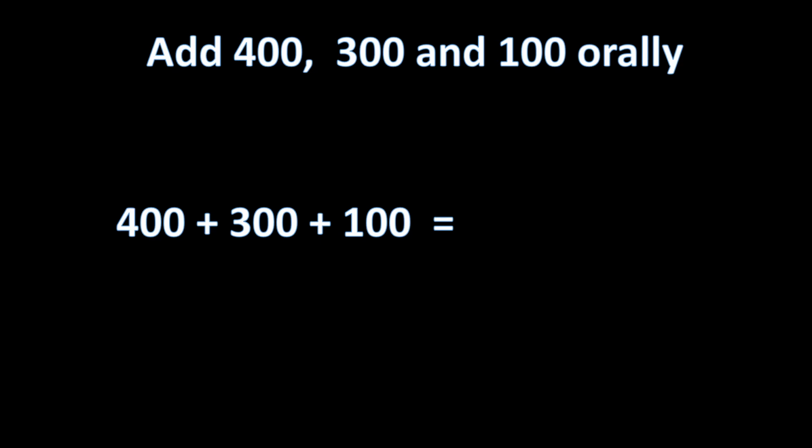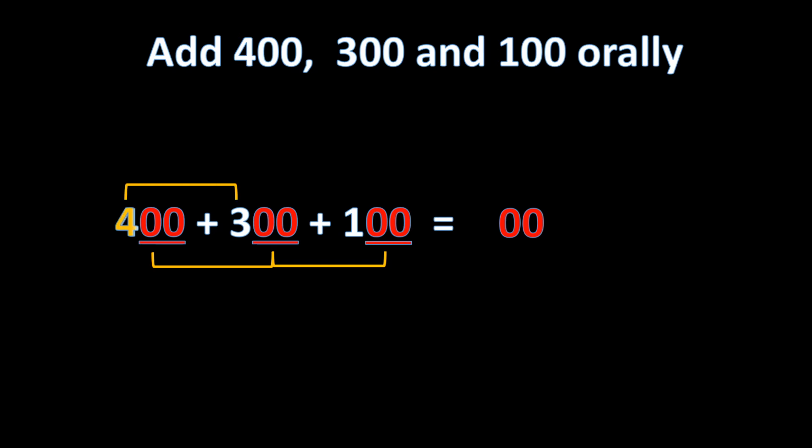Add 400, 300 and 100 orally. Look in the ones place and tens place in 400, 300 and 100. We have 2 zeros in each. So write 2 zeros in the sum, 1 zero in ones place and the second zero in tens place. Then add the digits at hundreds place. 4 plus 3 is equal to 7 and 7 plus 1 is equal to 8. So the sum is 800.